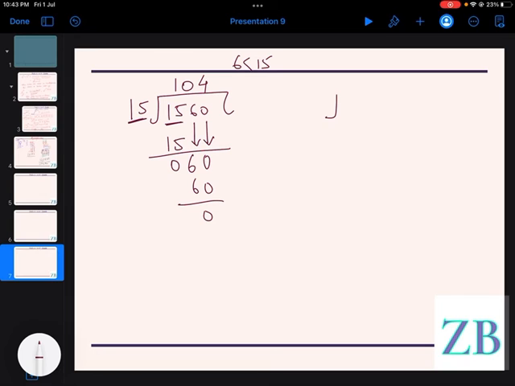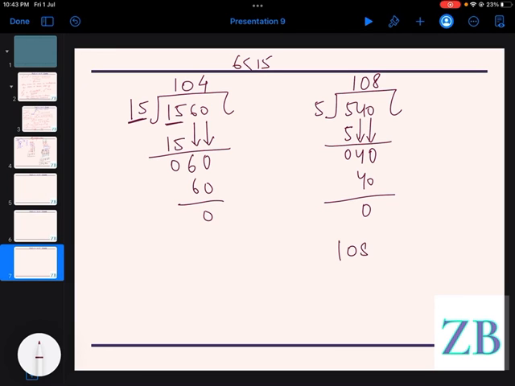One last for you. 540 divided by 5. 5 times 1 is 5. 0 remainder. We bring 4 down. But 4 is less than 5. So again put a 0 in the top. Bring a 0 down. Now 5 times 8 is 40. The answer is 108.